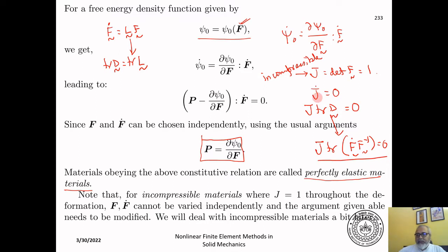So if J dot is equal to 0, as it is for an incompressible material, then this is the relation that F and F dot must satisfy, which means that you cannot vary F and F dot independently of each other. If you vary F, you have to vary F dot. If you vary F dot, you will have to vary F. So the argument that we made, that if I vary this, the quantity inside the parenthesis doesn't get affected, is not valid for an incompressible material.